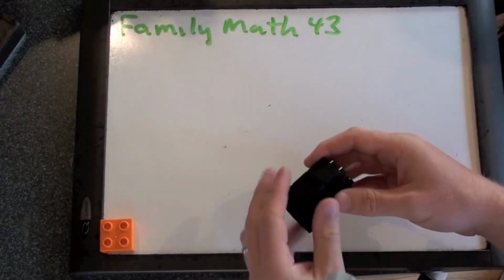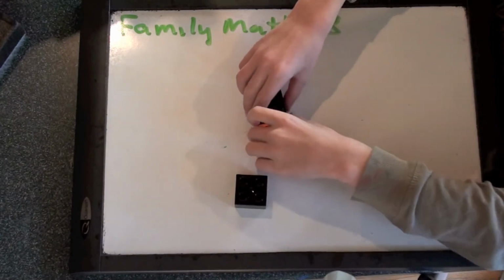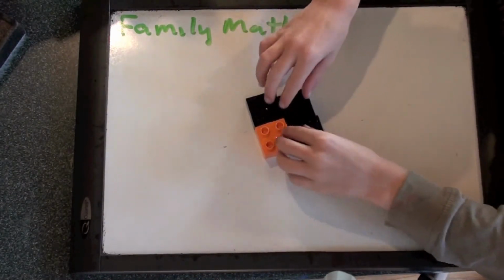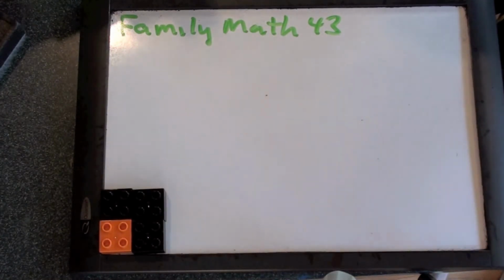Okay, so here's 3 Duplo blocks, right? Can you put those in there to make a square for me? There's a square, very good. So 1 plus 3 is? 4, which is a 2 by 2 square.